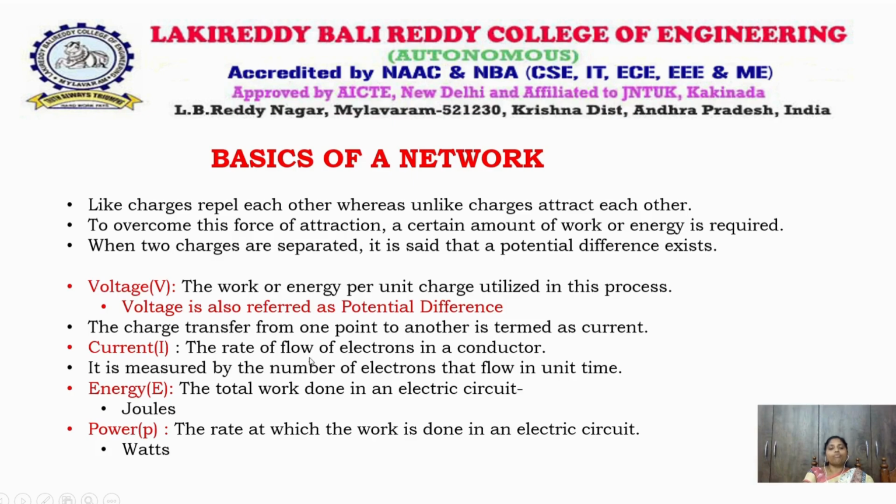The rate of flow of electrons in a conductor is known as the current, and it is generally measured by the number of electrons that flow in unit time. Now coming to the energy: energy is the total work done in an electric circuit, and the unit for energy is joules. Coming to the power, the rate at which work is done in an electric circuit is the power, and the unit for that is watts.